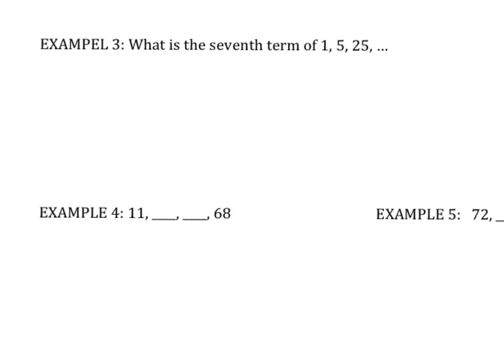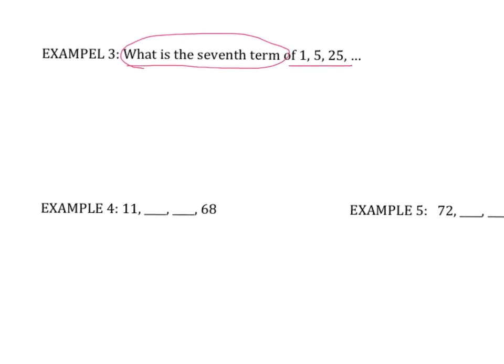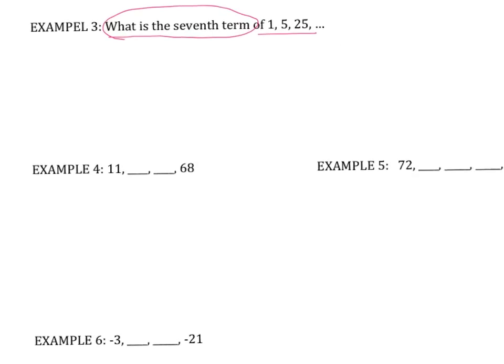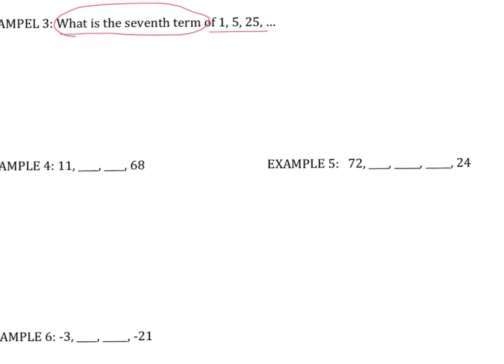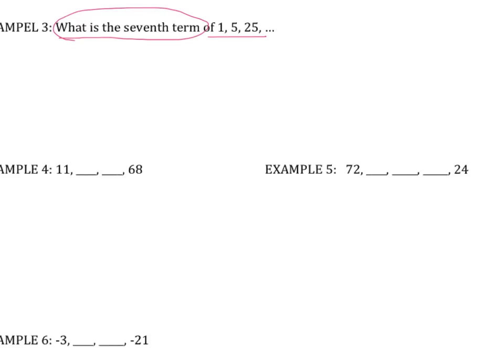Alright, we are going to try two to three more examples. And let's look at this one. I'm going to go ahead and use cups because I can see that there's some stuff going on here. Example 3 says, what is the seventh term of 1, 5, and 25? Now, right now I'm thinking, okay, seventh term. I just need to write out how many terms I have in the first place because that's going to be a little bit confusing for me. So let's just figure out what we have. We have 1, which is term 1, 5, which is term 2, 25, which is term 3.